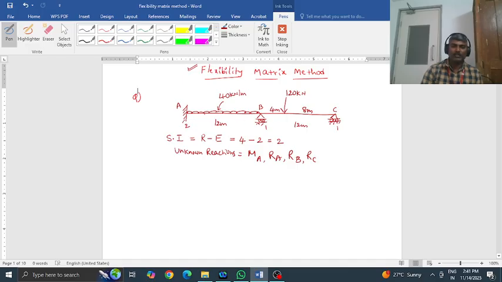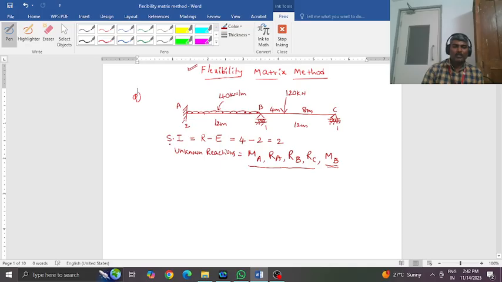By removing the external supports you get them. And there is another unknown which you don't see when the beam is continuous. At support B, due to its continuity, you have moment at B. This is internal. This set that you see is external reactions and this is the internal reaction.